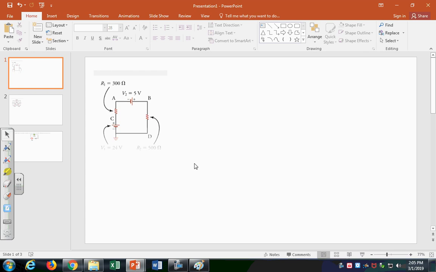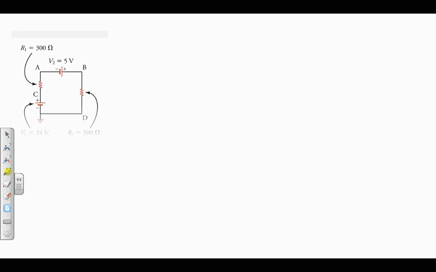When I have two batteries that are like this in series, the 24, and I have this 24.